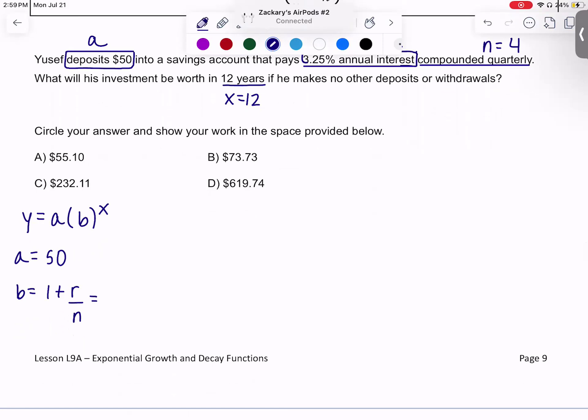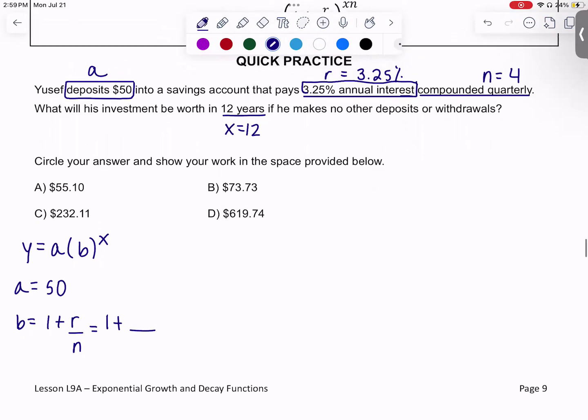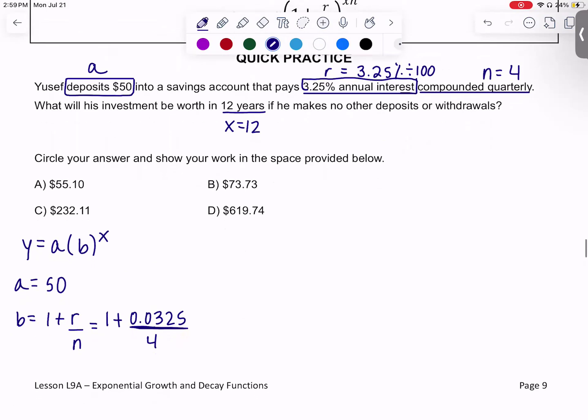Okay. And what that means, it's going to be 1 plus 3.25%. We have to write that as a decimal, so 0.0325. It's divided by 100. Divided by n, where n equals 4. Type that all into decimals. Only the decimal is getting divided by 4.